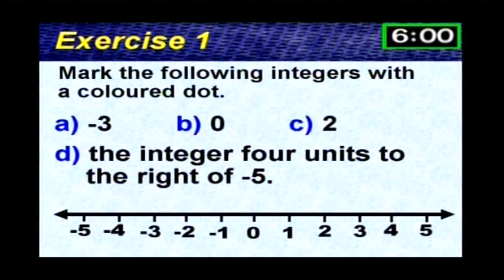Okay, I've prepared the number line for you. -5 to +5. The number line has been drawn. All you have to do is plot these numbers on the number line with a dot. Who is -3? -3 is here, so you plot the dot here.